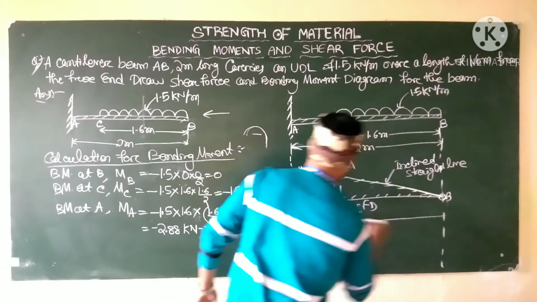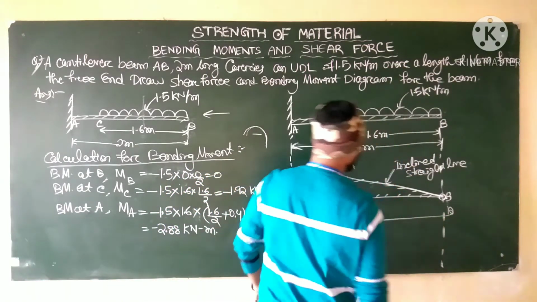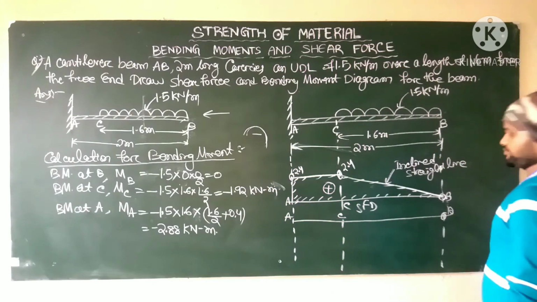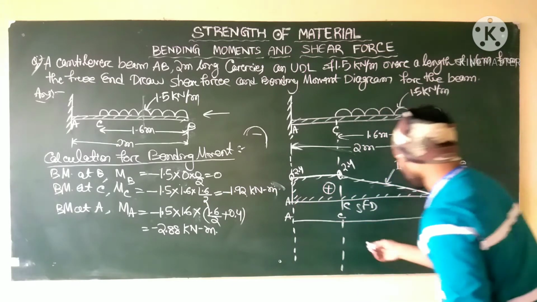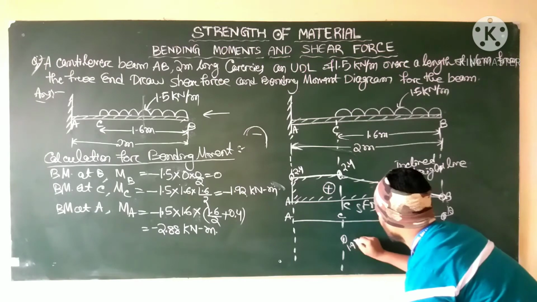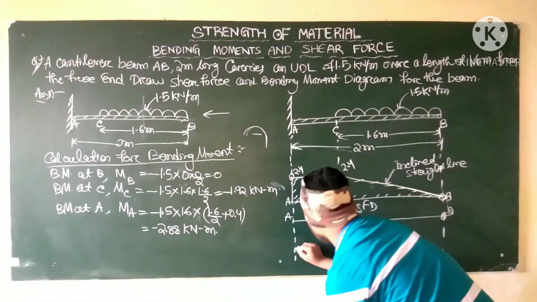So we have the baseline A, C, B. At point B, the bending moment is how much? 0. But at point C, minus 1.92. That is somewhere here, 1.92. Then at point A, minus 2.88.